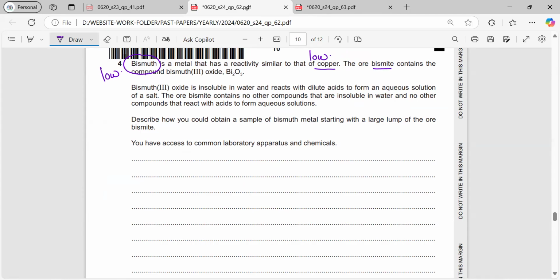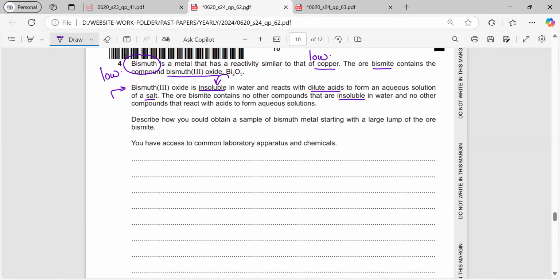The ore bismite contains the compound bismuth oxide, Bi2O3. Bismuth oxide is insoluble in water and reacts with dilute acid to form an aqueous solution of a salt. The ore bismite contains no other compounds that are insoluble in water. So it means everything in the ore is soluble in water except bismuth oxide. And there are no other compounds that react with acids to form an aqueous solution, only the bismuth oxide reacts with the acid.